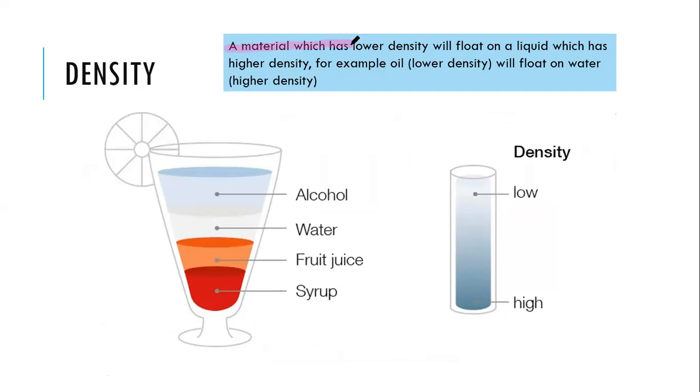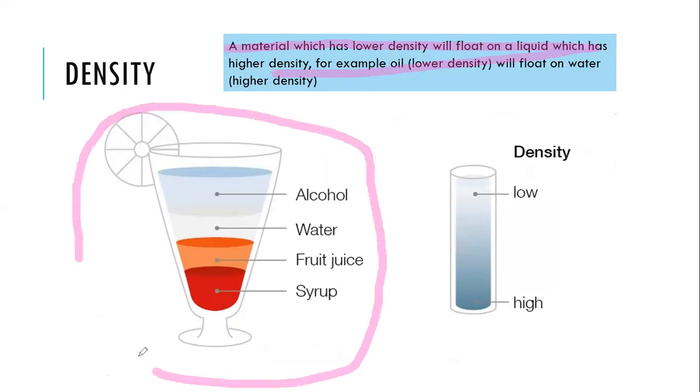A material which has lower density will float on a liquid which has higher density. For example, oil will float on water. And then I got this example. Maybe I'm not entirely happy with this example, but it's a clear picture. That's why I use this diagram.